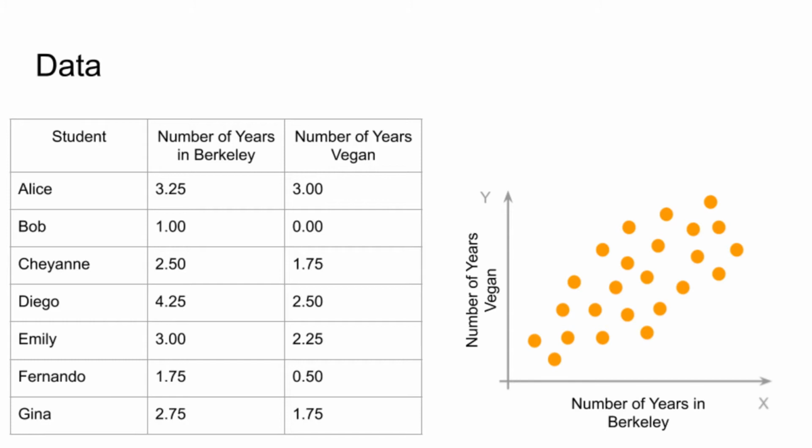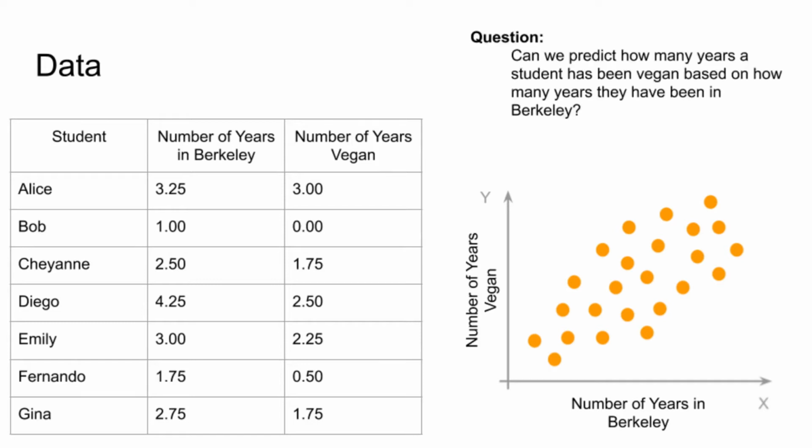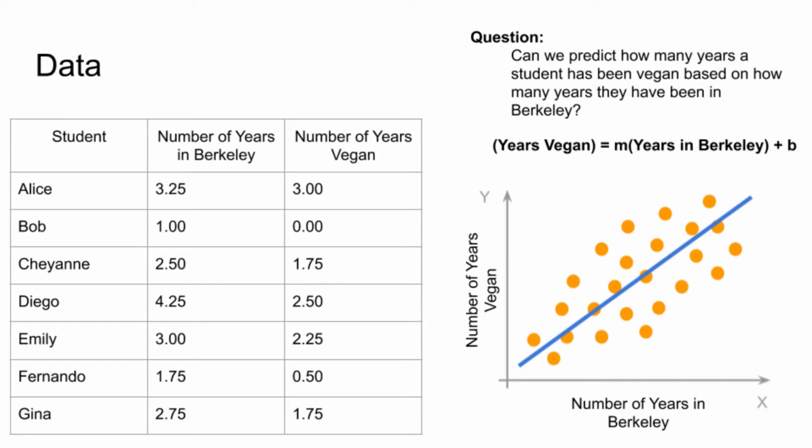Alright, let's look at some data. I have a data set of students at Berkeley, which I totally made up, and how many years they have been in Berkeley and how many years they have been vegan, and then I decide to plot the data with the number of years in Berkeley on the x-axis and the number of years vegan on the y-axis. And then I would see from the data set that it looks like there is a trend and I can fit a line through it. That means I can predict how many years a student has been vegan based on how many years they've been in Berkeley. And then we graph a line that best fits the data and that will most accurately predict our response variable based on our predictor.